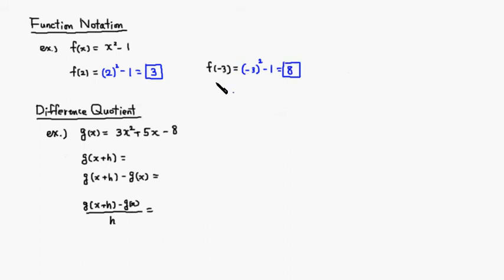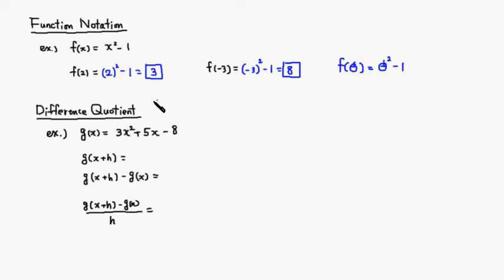Alright, so using that function notation rule, what about something like this? What if somebody gives you f of an apple? What does that mean? We know exactly what it means. So f of an apple is going to be an apple squared minus 1. That's how the function notation works. Once you realize that, everything else is very, very simple.